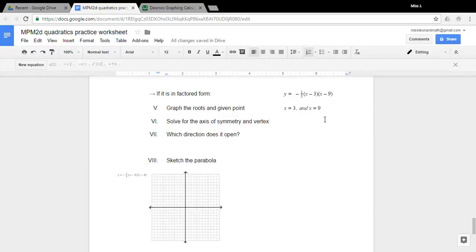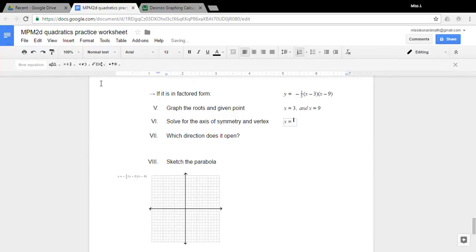Now when it says solve for the axis of symmetry, we know that it's basically going right through the middle of our parabola. Now to solve for this, what we had done in the past was averaging your roots. So doing 3 plus 9 over 2. Okay, so that's giving us 12 over 2, or 6. And that makes sense. 6 is in the middle of those two.